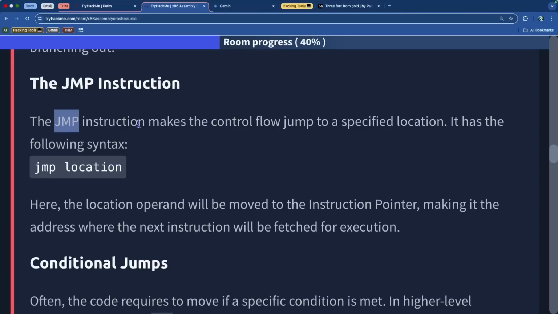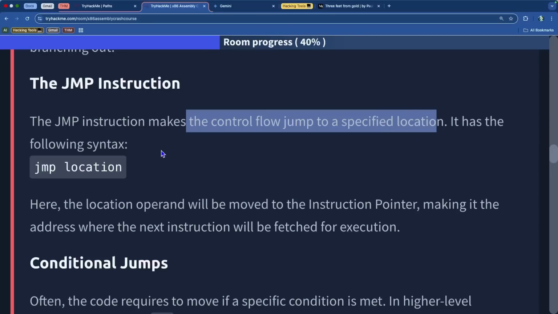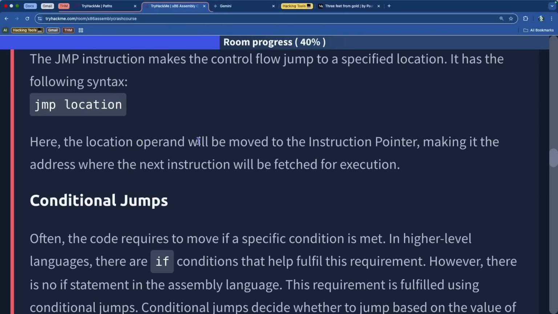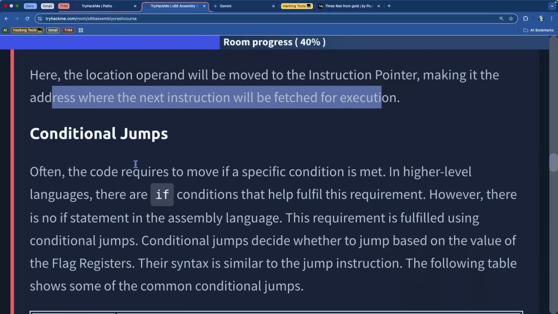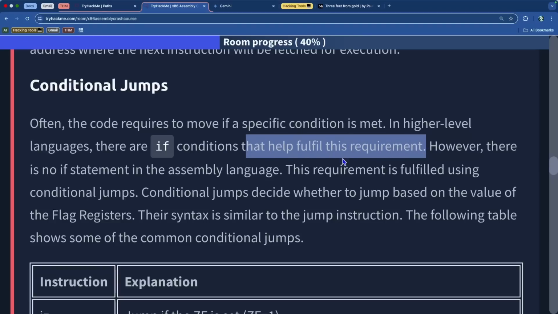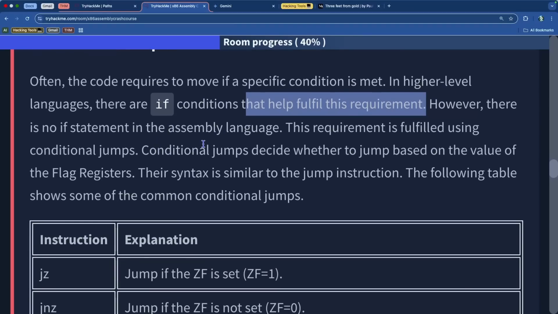The jump instruction makes the control flow jump to a specified location, and it jumps to wherever the location is. The location operand will be moved to the instruction pointer, making it the address where the next instruction will be fetched for execution. And we have conditional jumps that have the if condition inside of it. If statements are used inside of coding a lot, and it says if something, then something. That's basically what it is. So in higher level languages, if statements help to fulfill the requirement. However, there are no if statements in the assembly language. This requirement is fulfilled using conditional jumps.